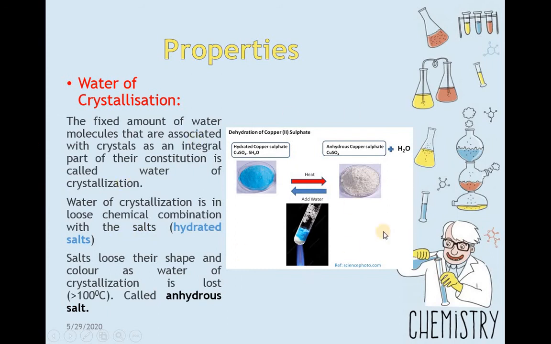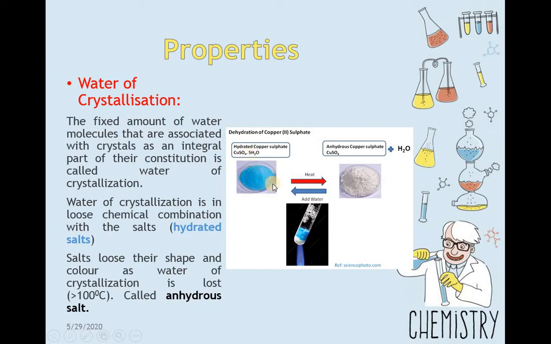Now, water of crystallization. This is known to you, but still I'll make a brief note. This is the fixed amount of water molecules that are associated with crystals as an integral part of their constitution. Water of crystallization is in loose chemical combination with the salts, and generally those salts are called hydrated salts. You can see the example of dehydration of copper sulfate, which is copper 2 sulfate, meaning the valency of copper is 2. This is CuSO4.5H2O.